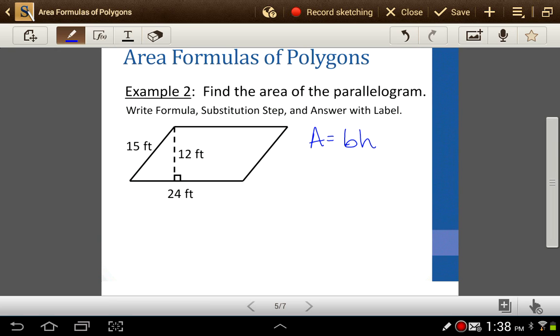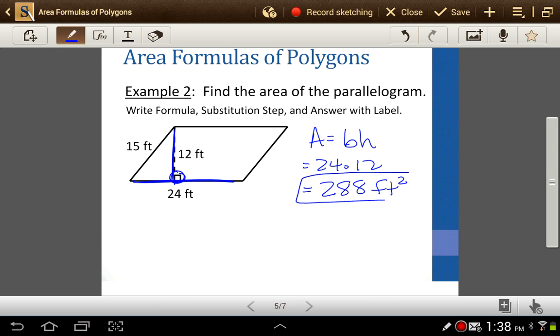I have lots of numbers, again, more numbers than I need. So I'm going to look for my 90-degree marking, my perpendicular. I'm going to do the base, I'm going to do the height. So I'm going to do 24 times 12. And when I multiply 24 and 12 in my calculator, I get 288 feet squared.